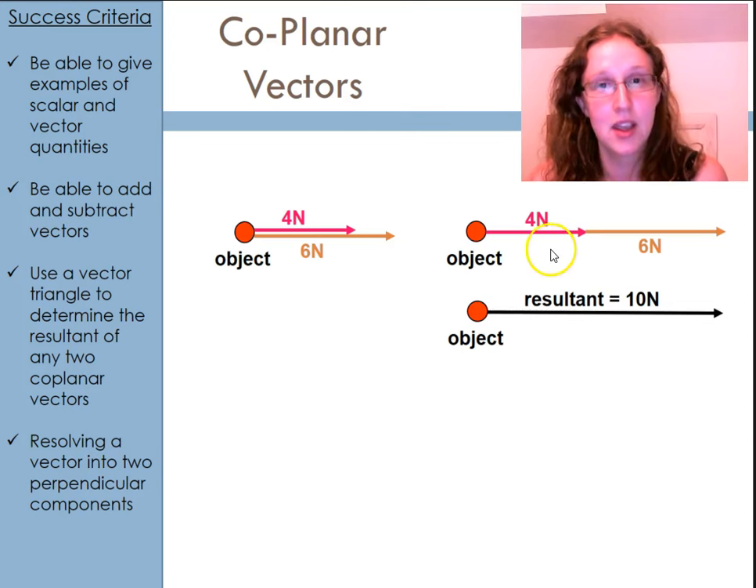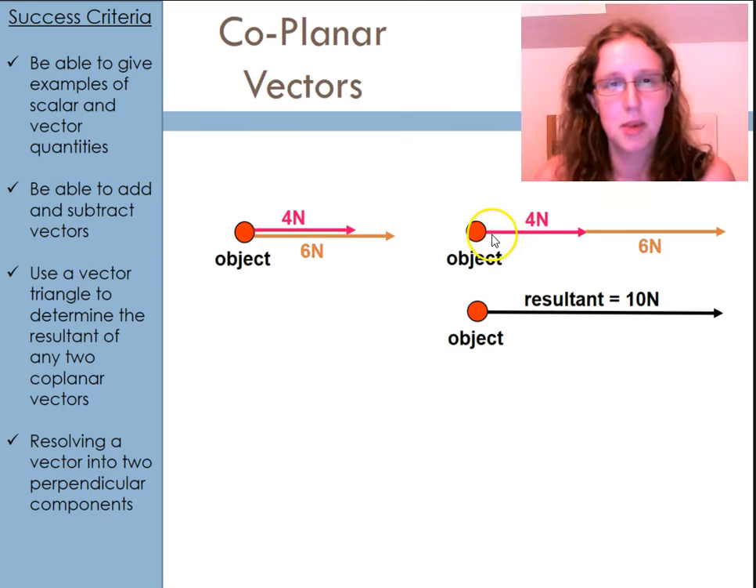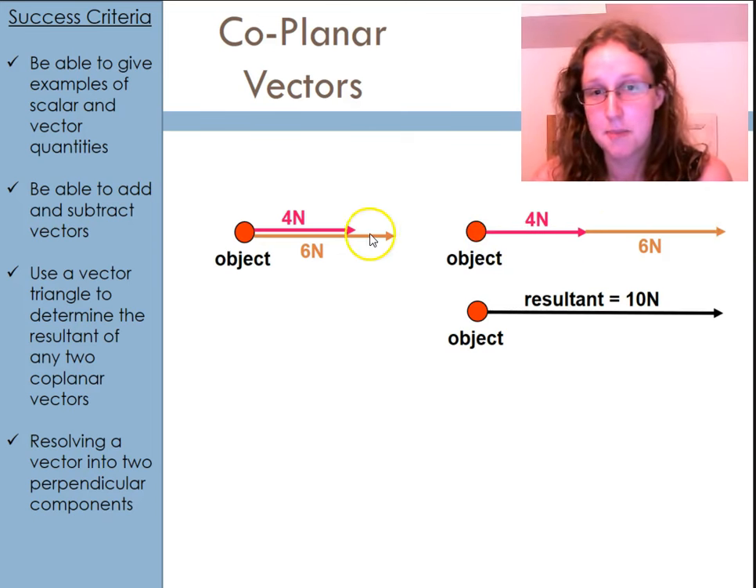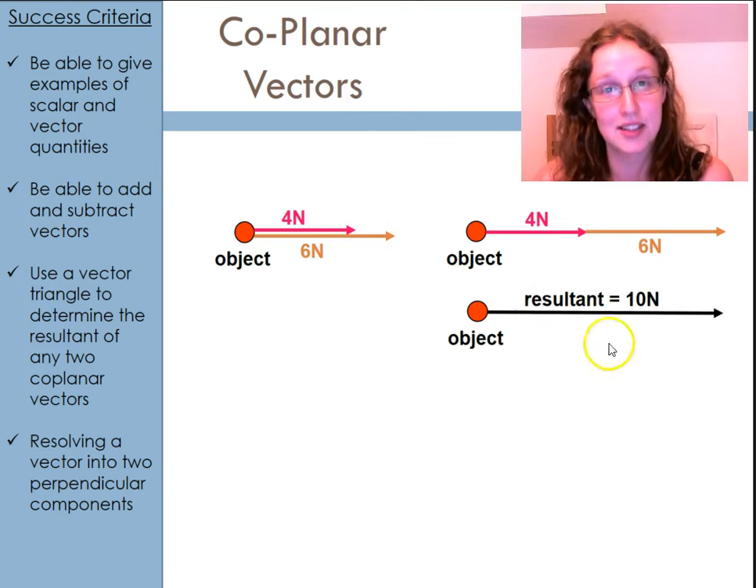Nice and easy. And if I wasn't sure about the math, which I hope we all would be, I could have drawn a 4 centimetre line, then drawn a 6 centimetre line, measured the whole thing, and I would have got my 10 centimetres, which would be my 10 newtons. This is where we can scale draw that.